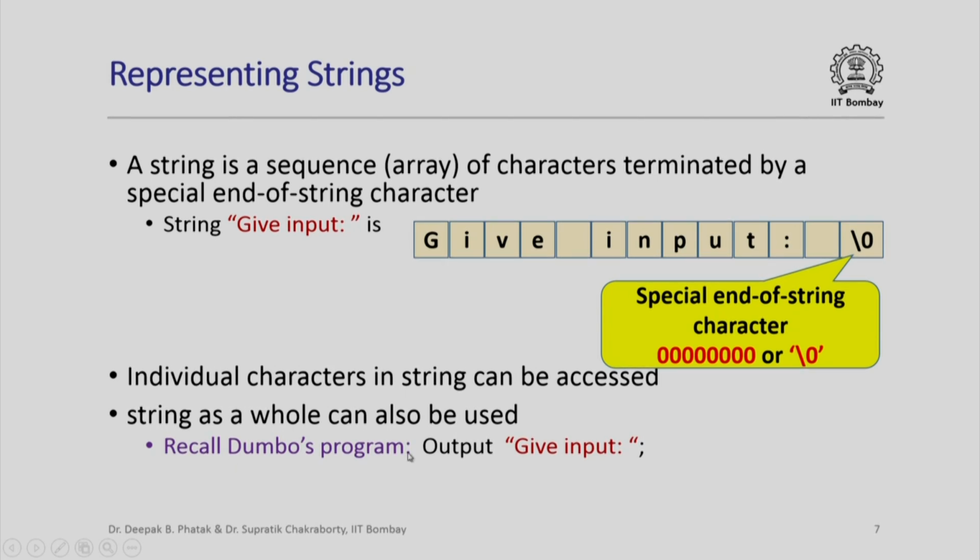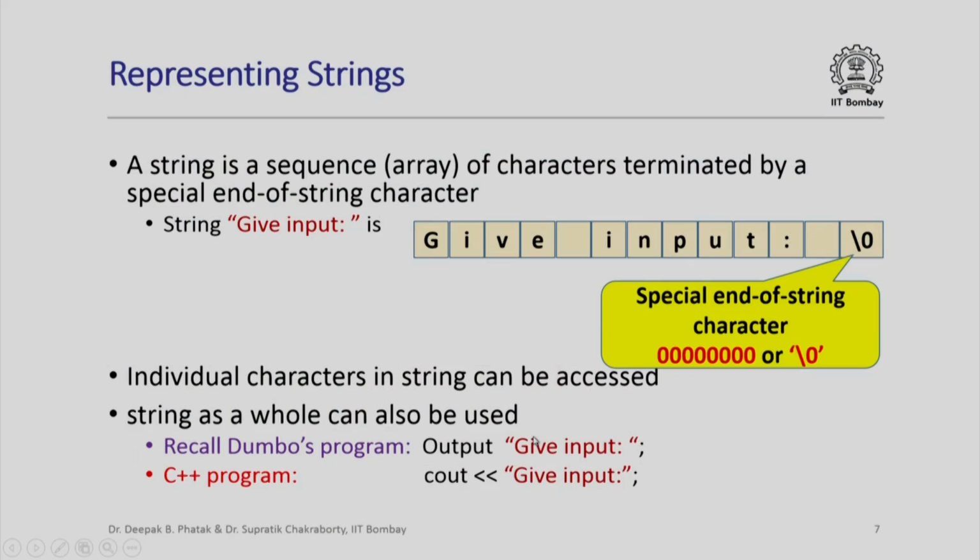Recall that in Dumbo's program we had instructions like output a message string like give input colon. So, in a C++ program the corresponding thing would be something like cout, this redirection operator, and then the same string give input. We will see more about what this cout represents and what the statement exactly does in C++, but this is the analog of what we would do in Dumbo's program. In Dumbo's program we would say output this string, in C++ we will say to cout feed this string as a stream of bytes.